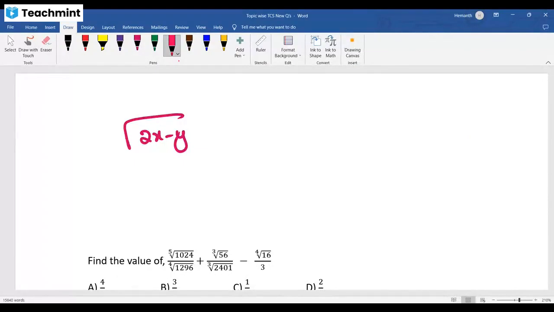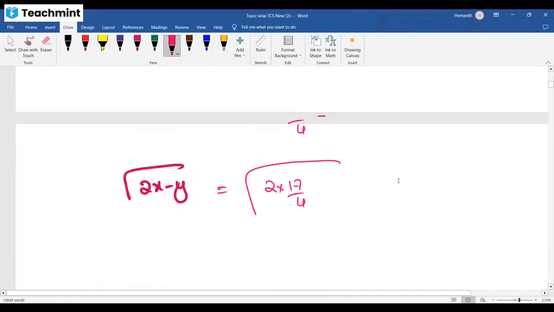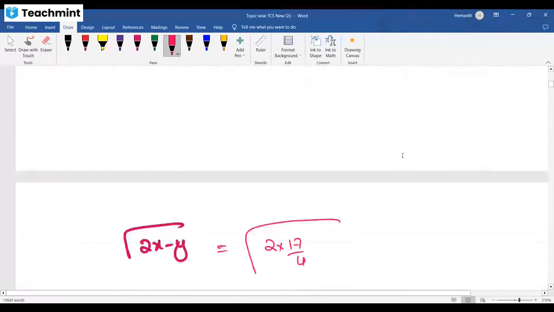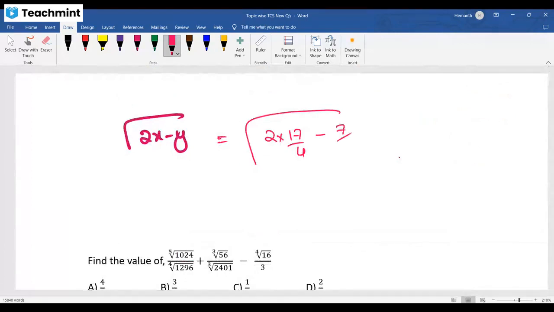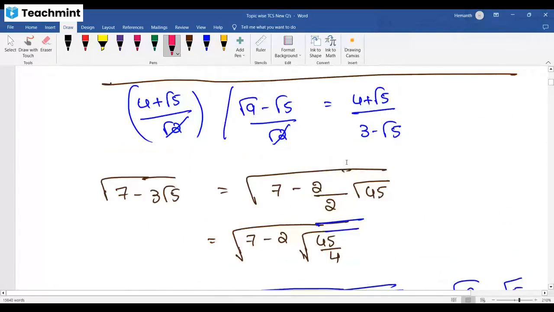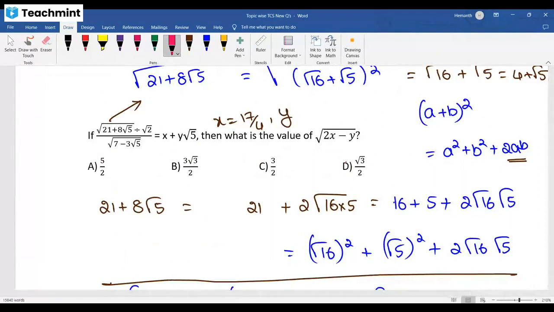That x value is 17 by 4, y value 7 by 4, right? 7 by 4. 34 minus 7 will give 27. So square root of 27 divided by square root of 4 is 3 root 3 divided by 2. Is that option available or not after all this hard work? 3 root 3 divided by 2 you have.